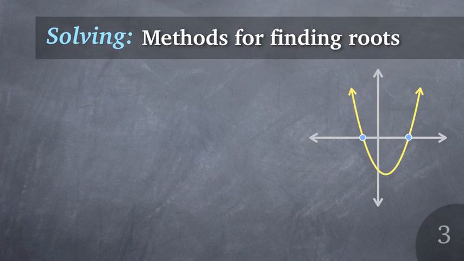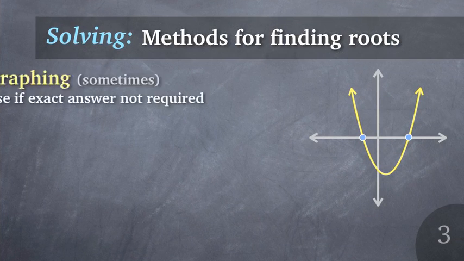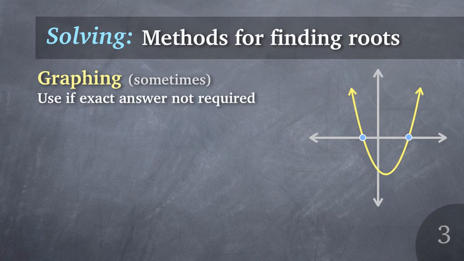So we have all these methods for finding our roots. Let's talk about those for a minute. The first one we talked about a little bit: we just graph the parabola and look to see where it crosses the x-axis. We can only use this sometimes, because if our graph isn't perfectly exact, then we might get the wrong value.